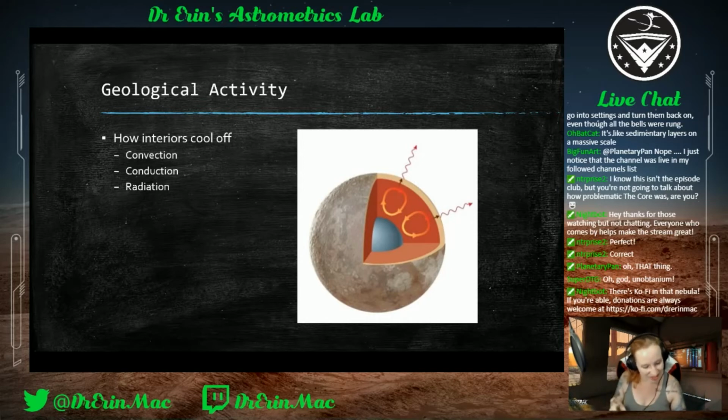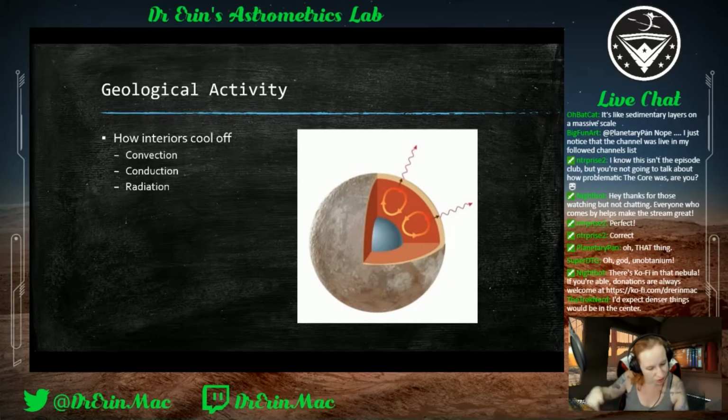So convection is where you get the hot material expanding and rising up, and then cooling off and falling back down. So it's bringing heat up, and then it loses that heat and it goes back down. Convection ovens. Yes, the denser things are in the center.